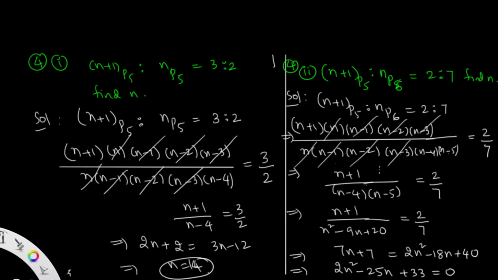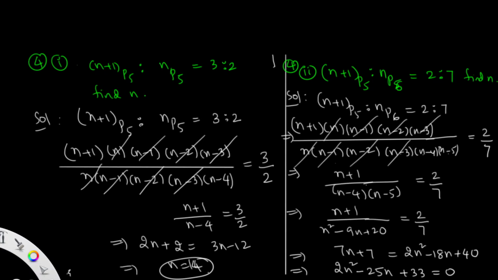So this is in the question number second one. n plus 1 P5 is to n P6 equal to 2 is to 7, nothing but n plus 1 writing up to 5 terms divided by n P6, starting with n writing up to 6 terms, that is equal to 2 by 7. So the remaining terms means n plus 1 by n minus 4 into n minus 5 equal to 2 is to 7. Just cross multiply and simplify, that's all.